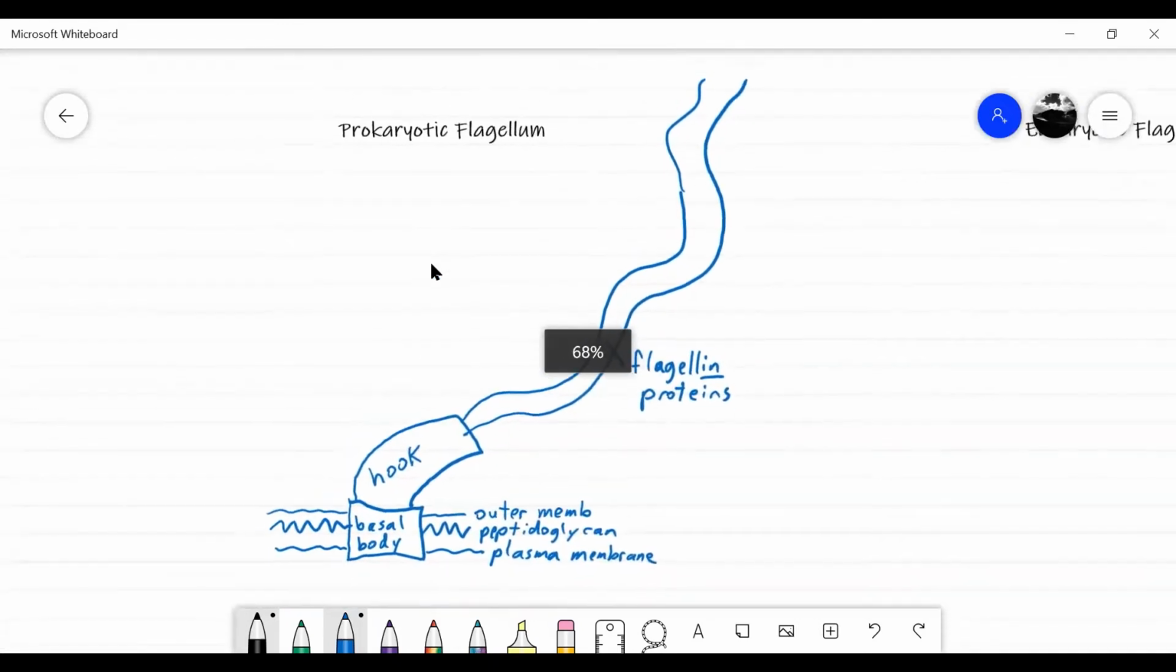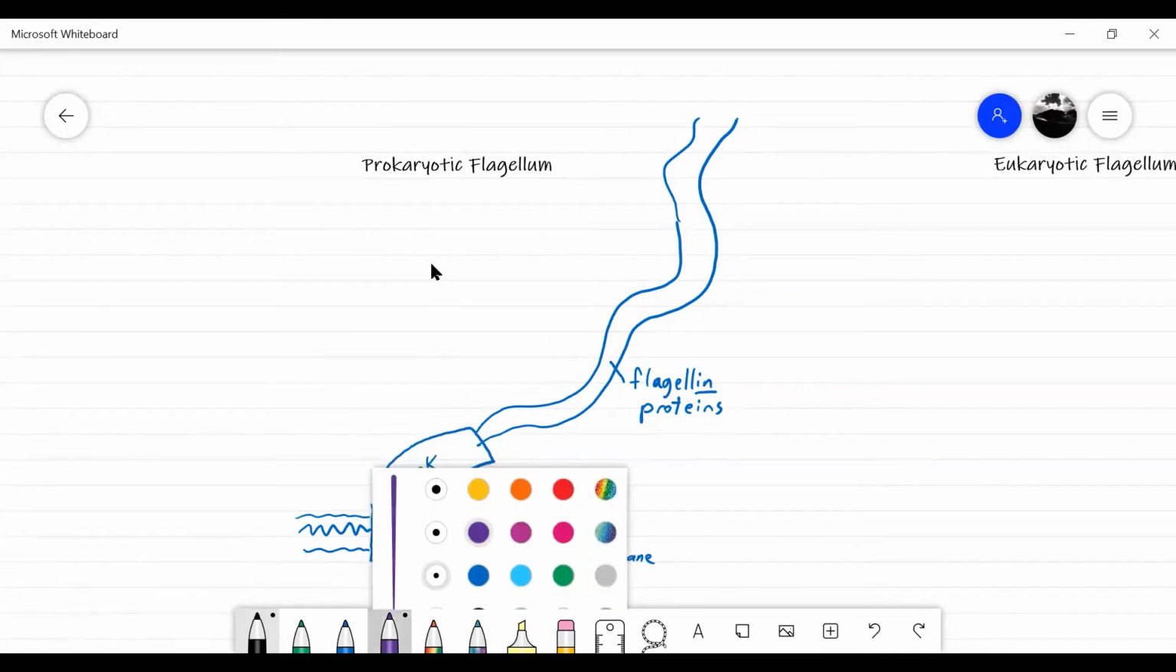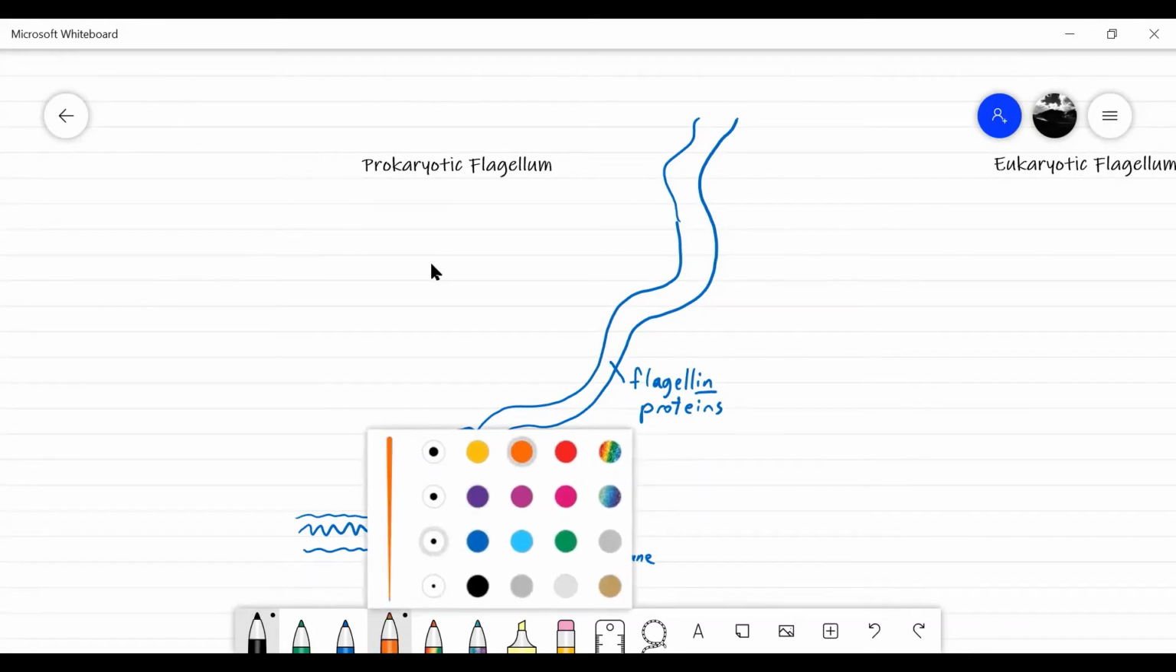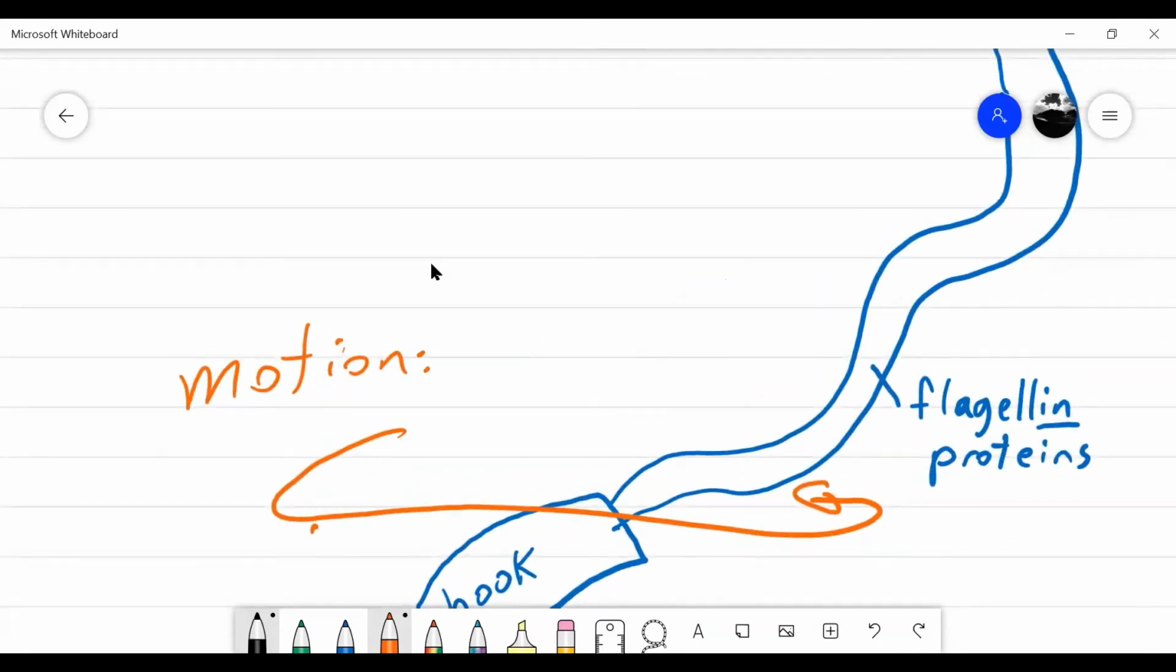Okay, so what else can we say about this prokaryotic flagellum that I've drawn? I'm going to just switch to a different color now. Let's try something nice and bright. So how about orange? There we go. So what can we say about this thing? This flagellum, it rotates. So motion is that it rotates. And this is clockwise and counterclockwise. But it can go both directions, right?